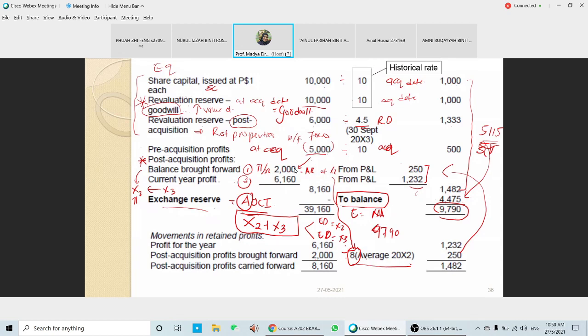Any questions that you have up to this point? Are any of you okay with that one? So the exchange difference here is only to balance it. Any questions?